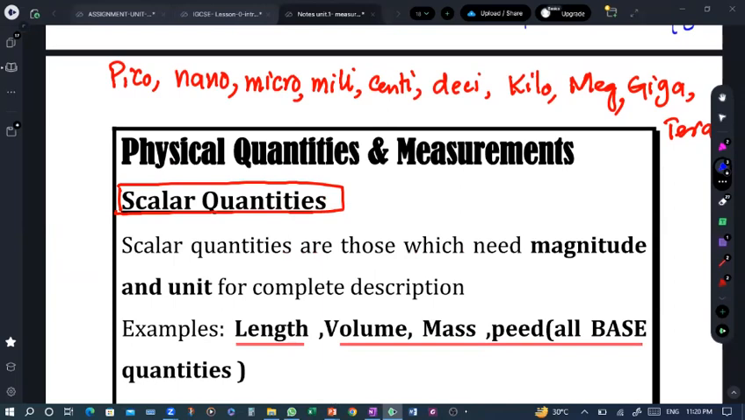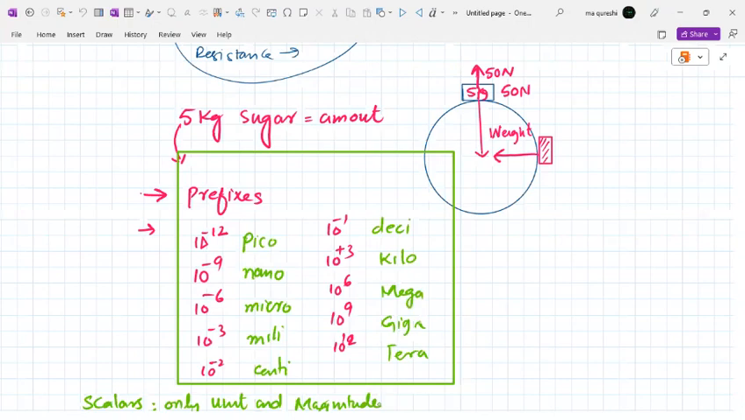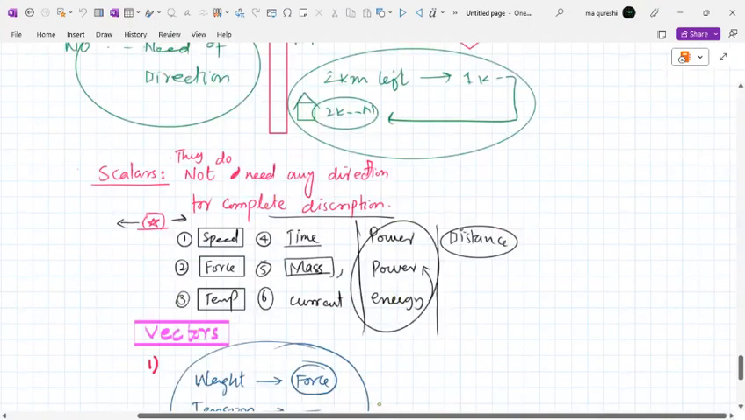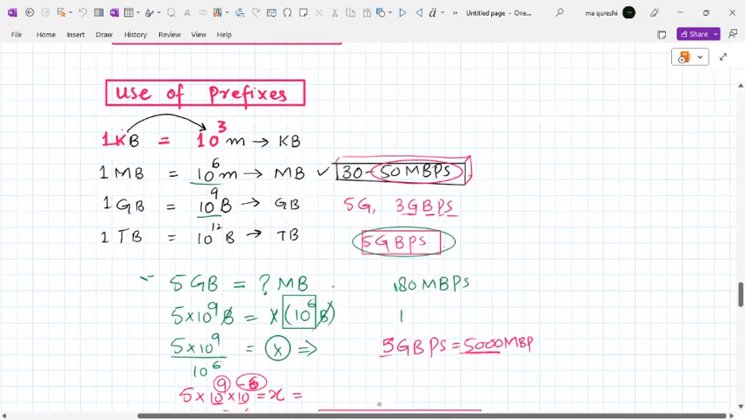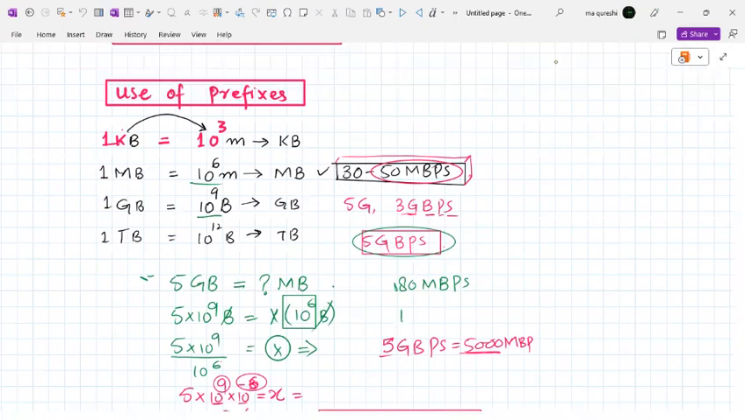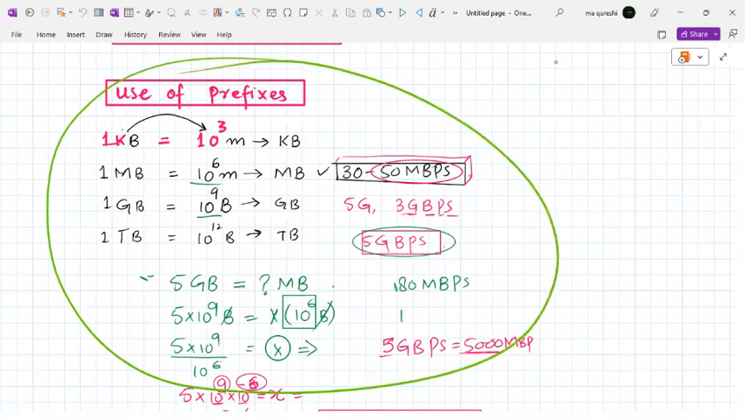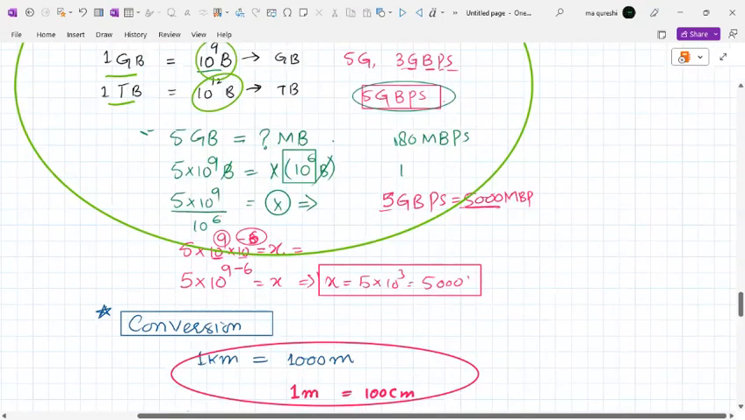So moving towards the scalar and vector quantities, I have a few examples which I have figured out for your prefixes, basically from the topic of uses of prefixes, right? So what did we discuss here? That if I have kilo, mega, giga, tera, then I should use their numbers, right? And by using their numbers, I can figure out the conversion of one value to the other.